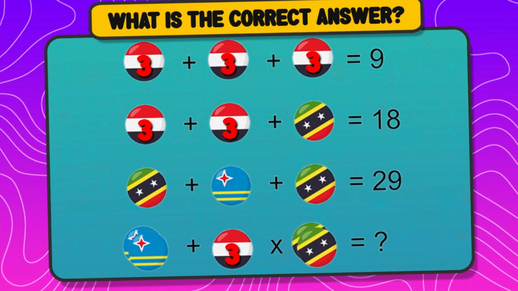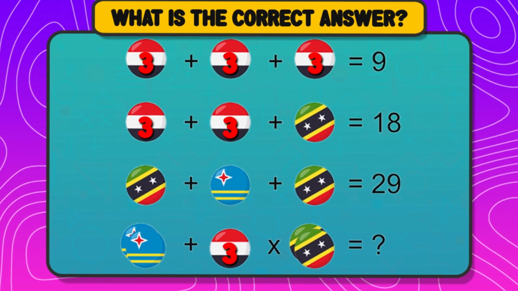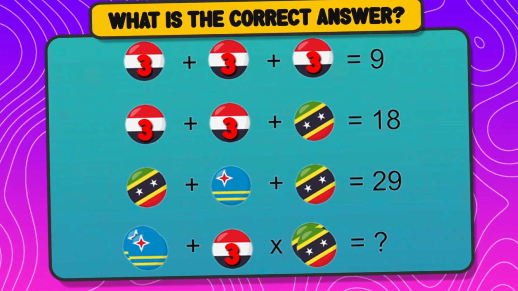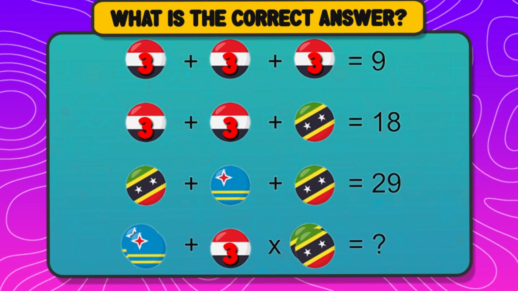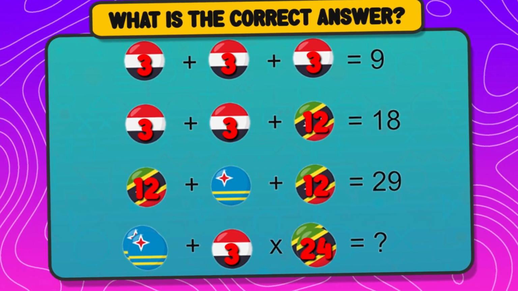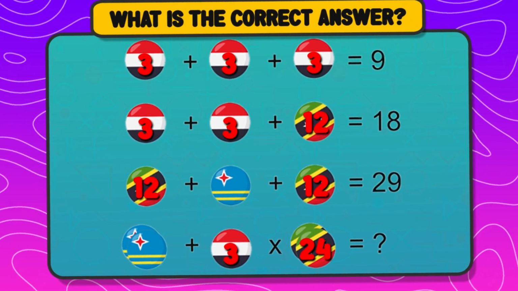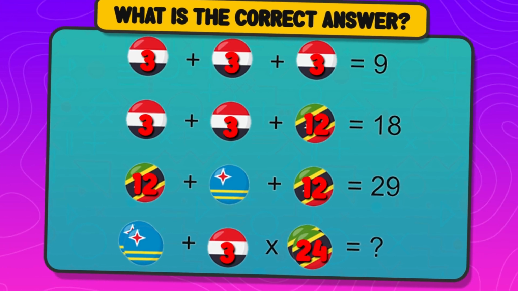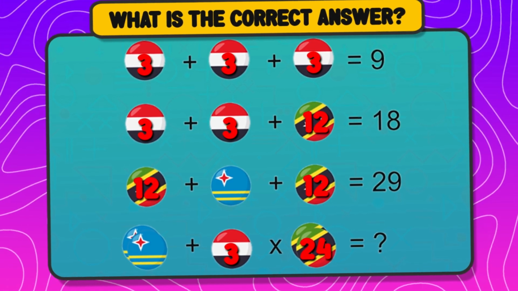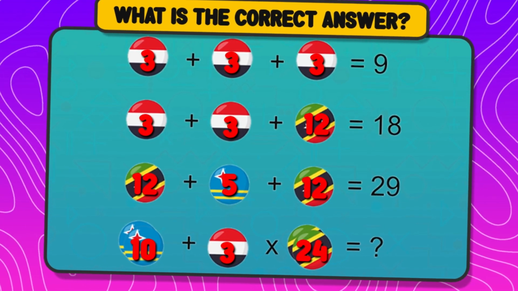In the second row, the answer is 18. To figure out the number hidden under the flag of St. Kitts and Nevis, we subtract 6 from 18. The St. Kitts and Nevis flag equals 12. In the third row, the answer is 29. We need to find the value of the Aruba flag. To do this, we subtract 24, which corresponds to 2 St. Kitts and Nevis flags, from 29. We get 5, which is the number for the Aruba flag.